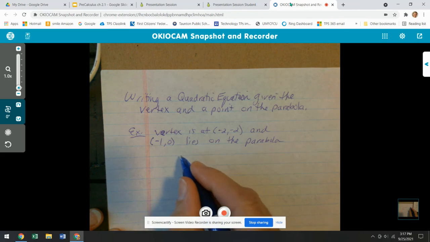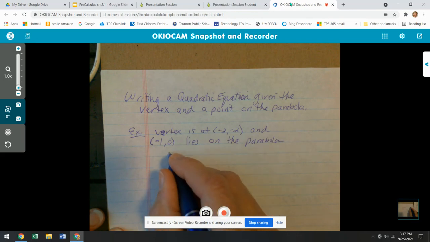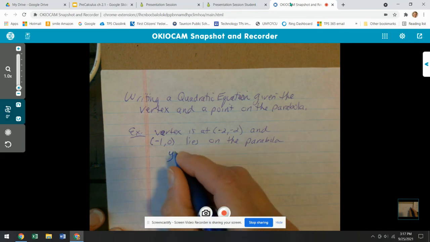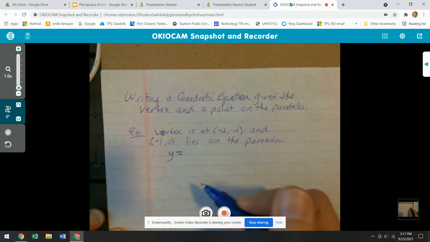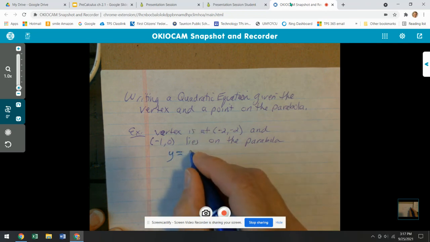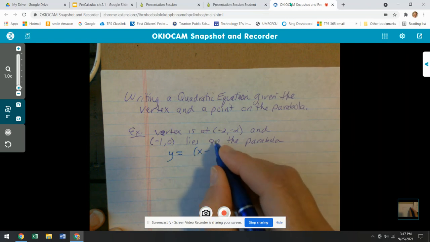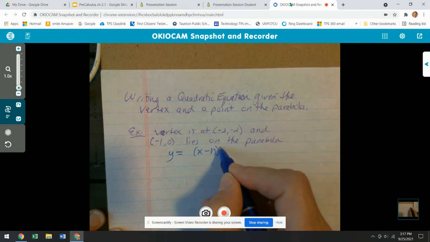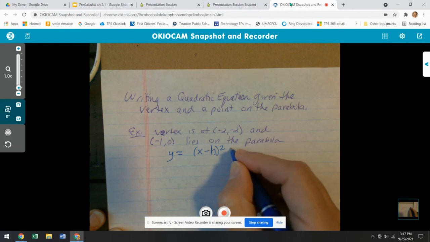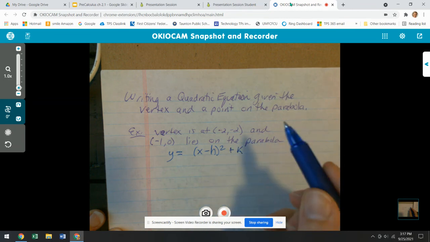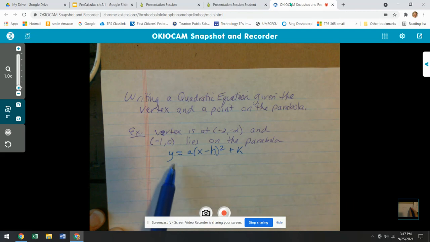So what we're going to do is write out y equals a times (x minus h) squared plus k. I'll just write it out with all the letters first. So this was our vertex form, and this should be in your notes, and now we're just going to plug in things.